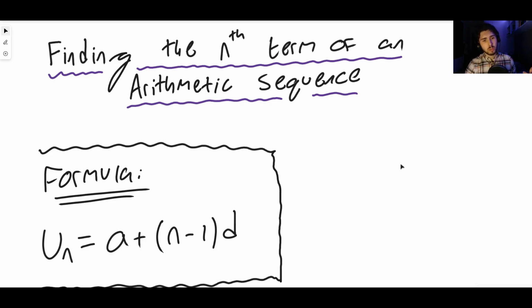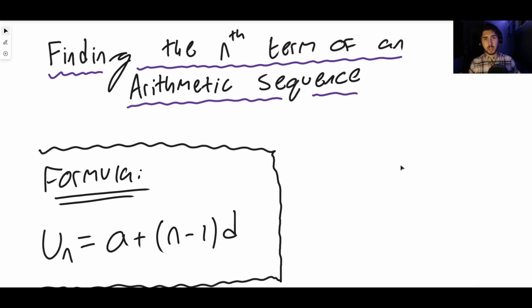Okay, so how do you do it though? Let's say that you get given a sequence of numbers. How do you find the nth term in this arithmetic sequence? Well, we have a formula for it. It says that u sub n is equal to a plus n minus 1 d. Un is the nth term.